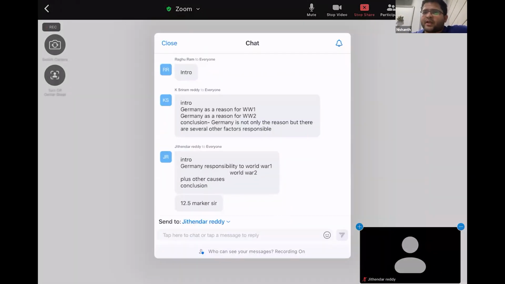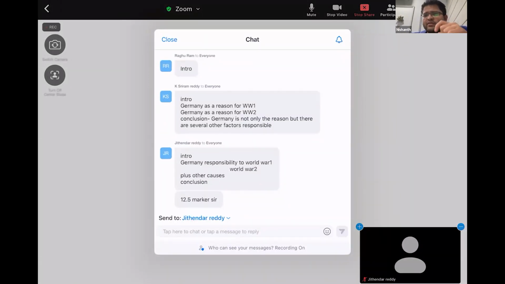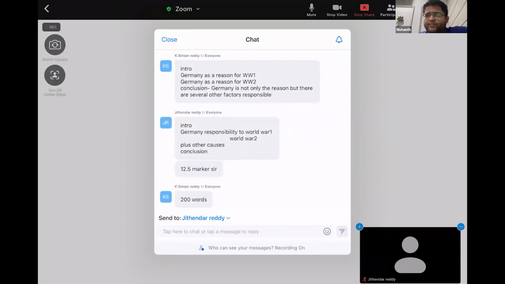It's a 12.5 marker. Then you should have other causes as a side heading. Even if it's a 200 word answer, you should have other causes as one of the side headings. Apart from the side headings, you people are mentioning Germany as a reason for one, Germany as reason for two, other reasons, and then conclusion. That is the framework. Clear?